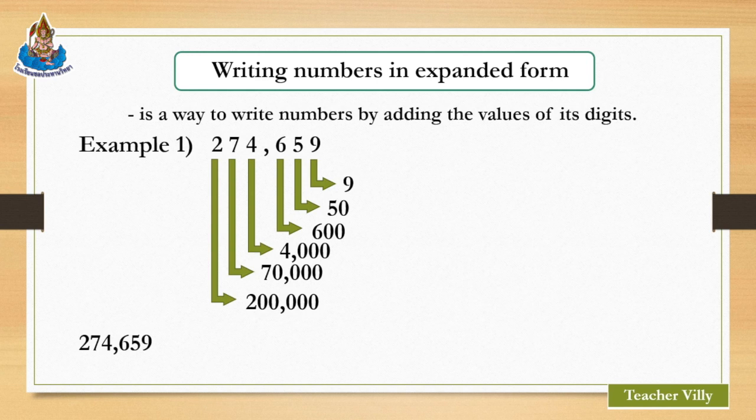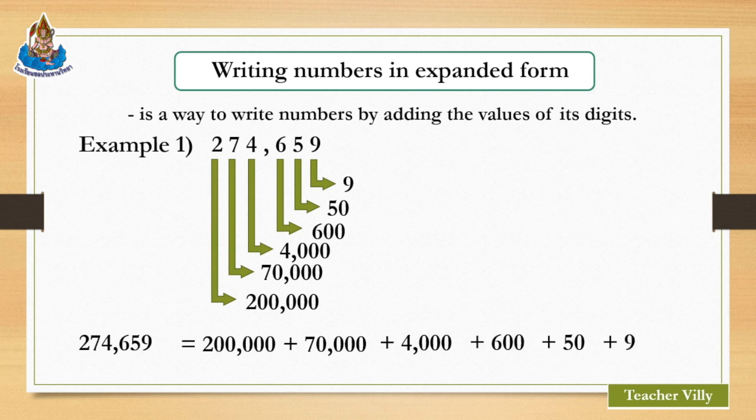We will take the values of the number from left to right. We have the value of the digit 2, which is 200,000 plus 70,000 plus 4,000 plus 600 plus 50 plus 9. So that is the expanded form. We write numbers by adding the values of its digits.